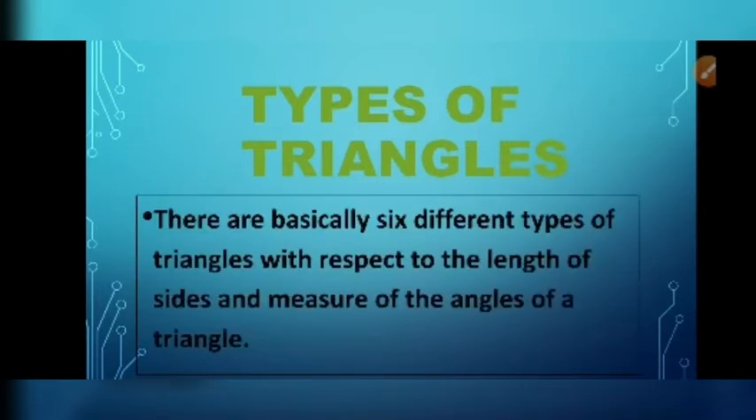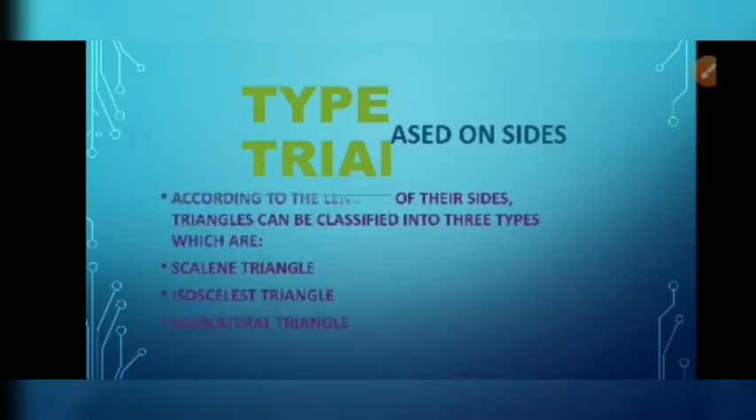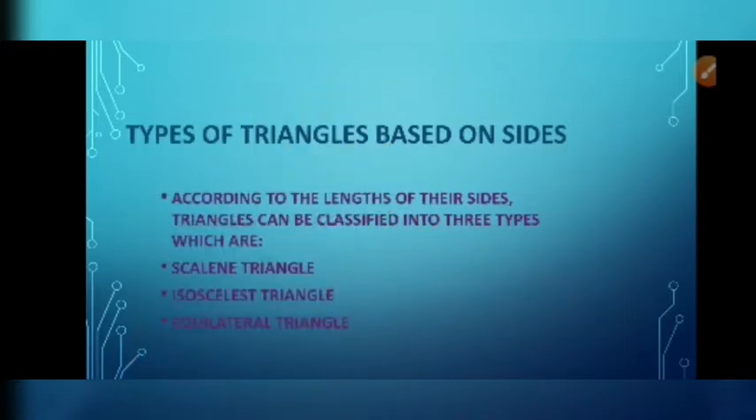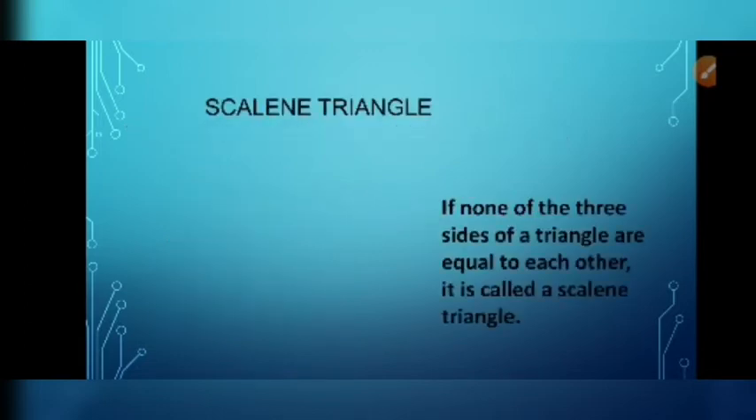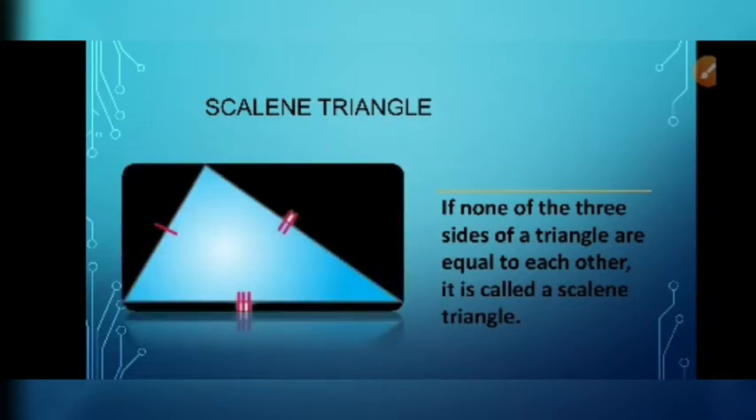There are basically 6 different types of triangles with respect to the length of sides and measure of angles of a triangle. Types of triangles based on sides. According to the lengths of their sides, triangles can be classified into 3 types: scalene triangle, isosceles triangle, equilateral triangle. The first one is scalene triangle. If none of the 3 sides of a triangle are equal to each other, it is called a scalene triangle.